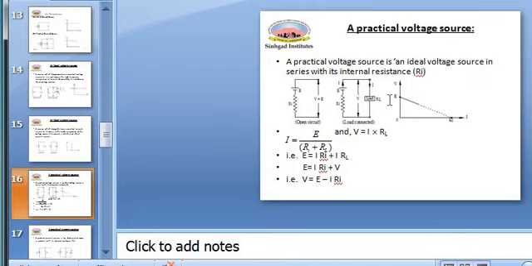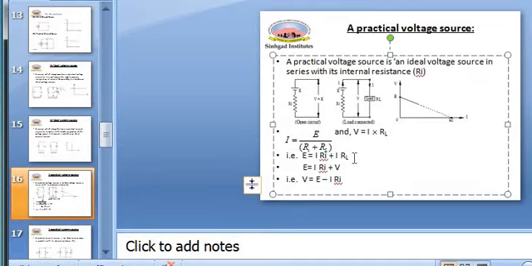What is the voltage available across the output terminal? Voltage is equal to I into R. What current is flowing through these output terminals? I amperes of current. What is the resistance of this output terminal? RL. Therefore, V is equal to I into RL. From this equation, E is equal to I into this resistance path. This we have written here.